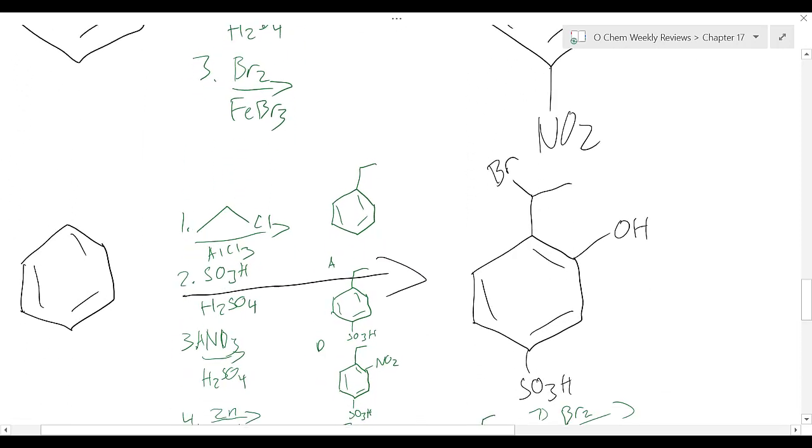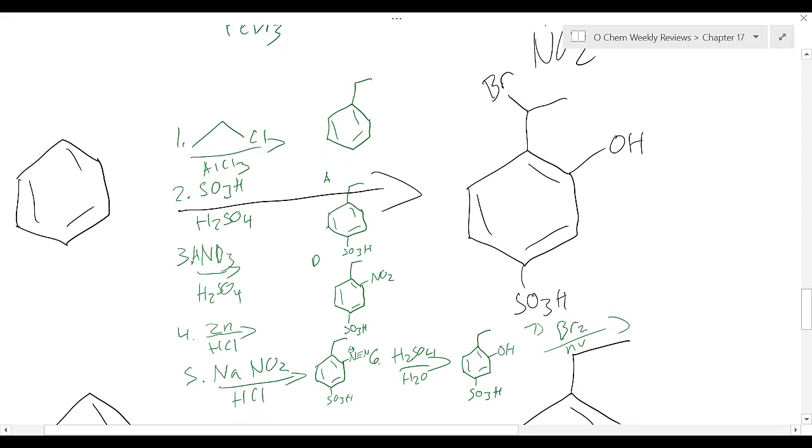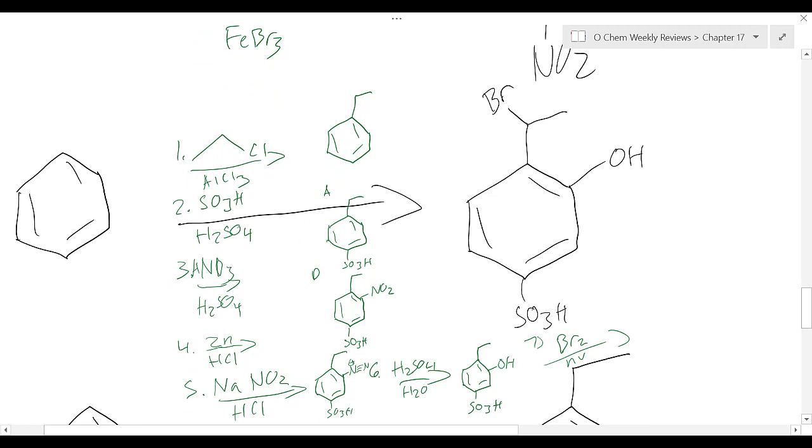Alright, next one. It's kind of long. It has 7 steps. Hopefully, if you're able to do this, you're able to do your exam. If not, I apologize. Again, same step. We form an ethyl in the beginning. Then we do sulfonation to get SO3H para to this. Now that our para is occupied, we can add HNO3 ortho to our ethyl.